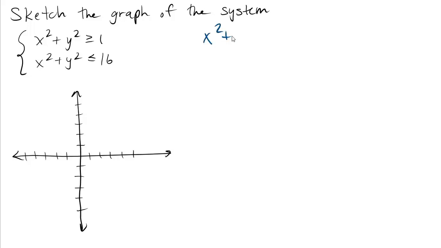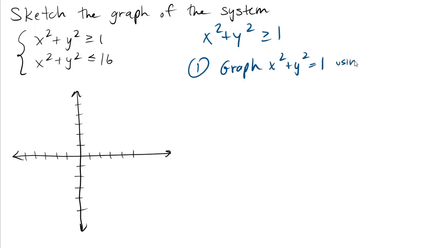So for x squared plus y squared is greater than or equal to 1, we're going to graph x squared plus y squared equals 1 using a solid curve. That's another circle centered about the origin. This time the radius is 1. So we're going to draw a circle of radius 1 centered about the origin. That does not go through the point 0, 0, so that would be my test point.